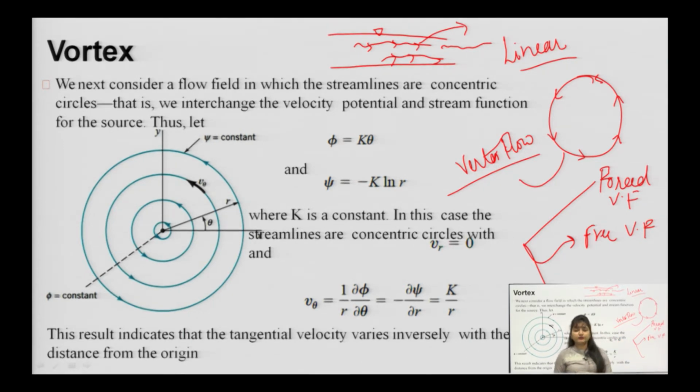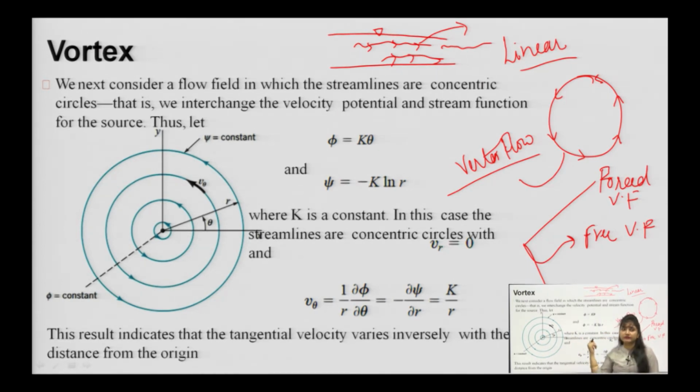Coming to the free vortex flow, if there is a tank or reservoir with a hole at the bottom of it, then the fluid flowing through that hole will have a free vortex flow, because it follows a natural or default phenomenon of circular path. Next, we can move forward.